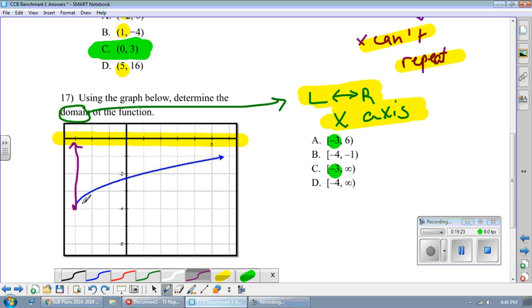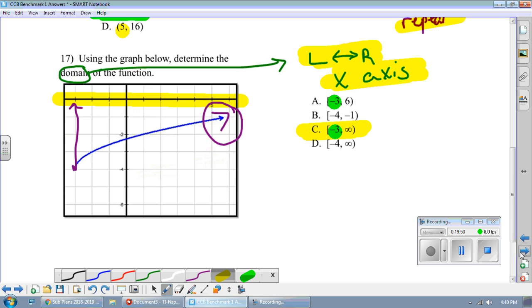The farthest to the right that the graph goes is an arrow. That means it keeps going forever, to infinity. So that would make choice C the correct answer. We would not pick choice A because it's an arrow. If they put a circle there, sure. If there's a point at the 6, yeah, it stops, but an arrow means it keeps going forever.